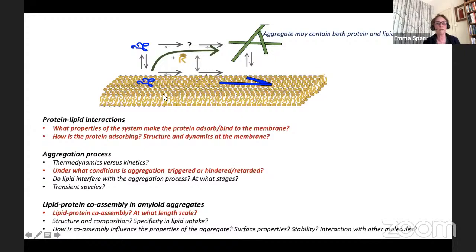What makes the protein bind? How does it bind? Under what conditions is there aggregation? And what is it that forms? I realized I had a little bit too much data to fit into this short time, so I hope you ask me questions about everything that was not clear. And there is already a question, but now I lost it.